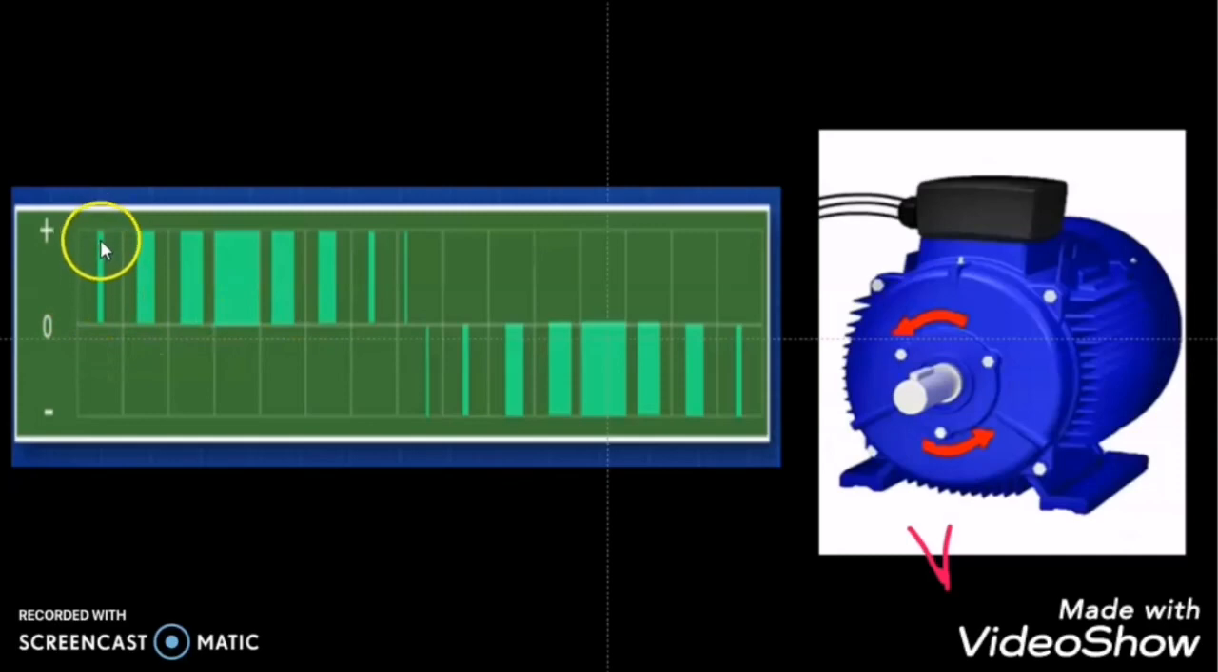Suppose this voltage is 12 volt and the time is only 1 nanosecond. And this voltage is also 12 volt, but the time for opening the IGBT is 2 nanosecond. This voltage is also 12 volt, but the time duration to on the IGBT is 3 nanosecond. And same way it is for 4 nanosecond, 3 nanosecond, 2 nanosecond and 1 nanosecond.